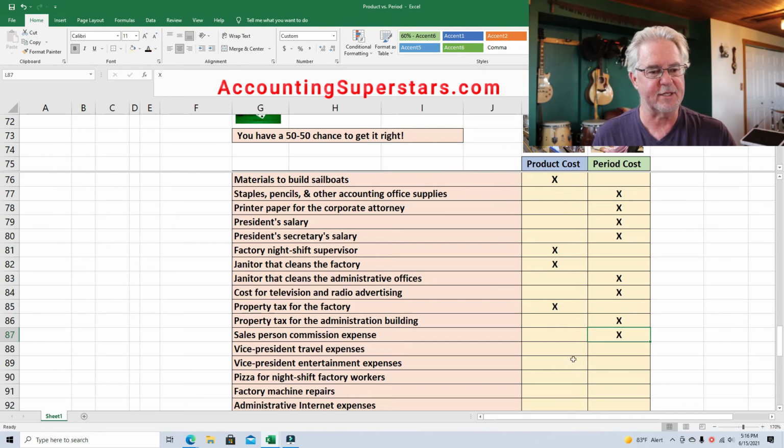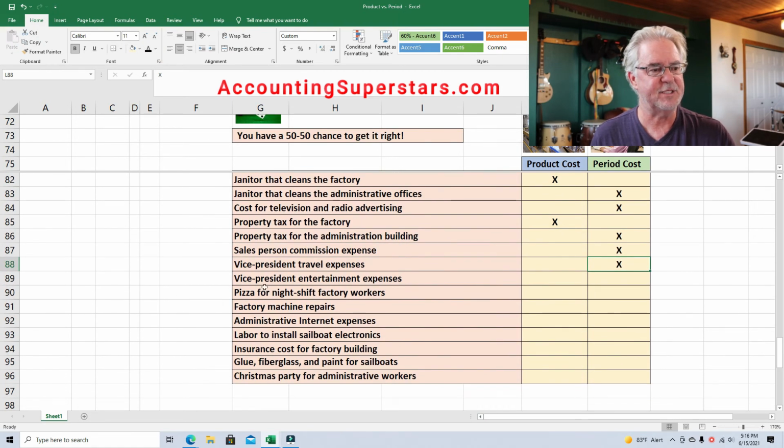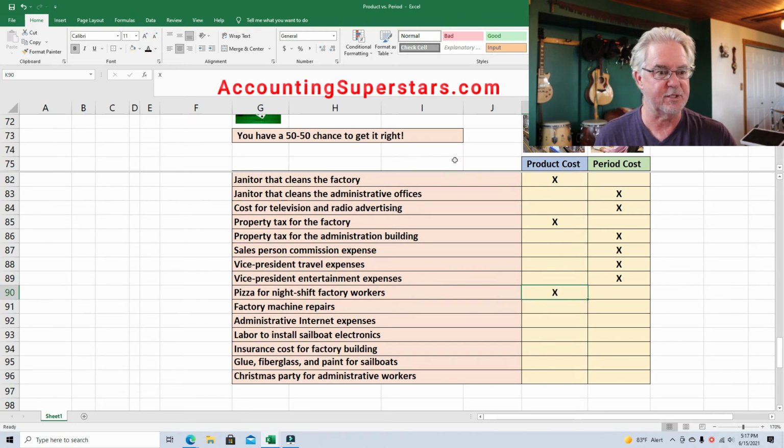Vice president travel expenses. Well, the vice president is not building boats. Vice president entertainment expenses. Maybe the vice president is entertaining a new vendor or possibly some new customers. Pizza for the night shift factory workers. The night shift factory workers are doing a great job and they decided to buy pizza. Well, that's about the factory workers, so it's in the factory, product cost. Factory machine repairs, product cost.